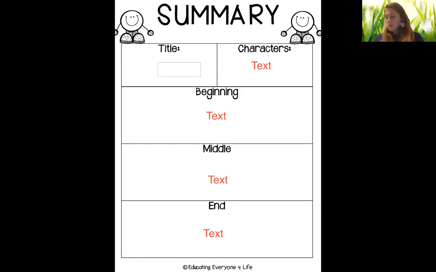So the title of the story was obviously Moose on the Move. And then characters. This is a little tricky to use because it's an informational text, but there are still characters. So we had obviously the moose. I mean, it doesn't really talk or anything, but they are an important part of the story.